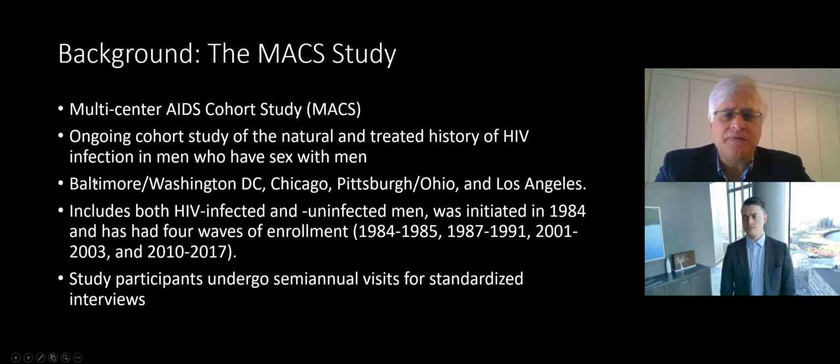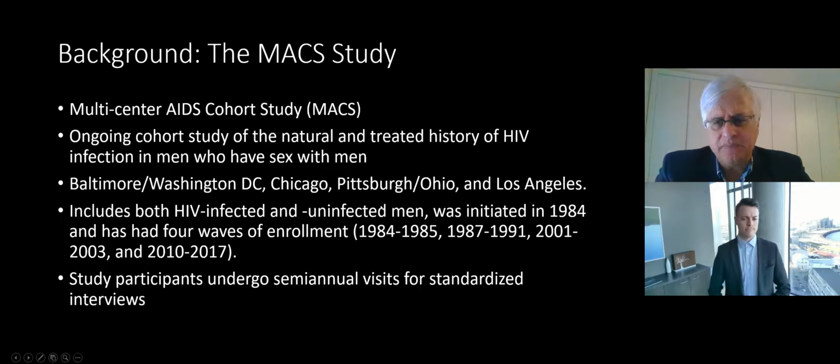It originated in 5 cities: Baltimore, Washington, Chicago, Pittsburgh, Ohio, and Los Angeles. The unique aspect of this study when it started is that it included not just HIV-infected individuals, but also HIV-uninfected men. It started in 1984, and it's gone through several waves of data collection. Every 6 months, these individuals go for semi-annual visits, and they have standardized interviews and phlebotomy. In the year 2018, when it was going to the next wave, we actually added on somnography.